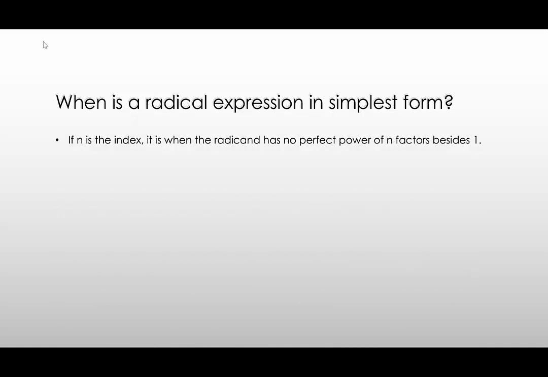n is the index, that is the number that's wedged in between the little checkmark of the radical. If there is no index given, it's assumed to be 2, the square root. A radical is in simplest form when the radicand, that's the expression that's under the radical, has no perfect power of n factors besides 1. So we shouldn't be able to pull out a perfect power of n that's a factor within that radicand.